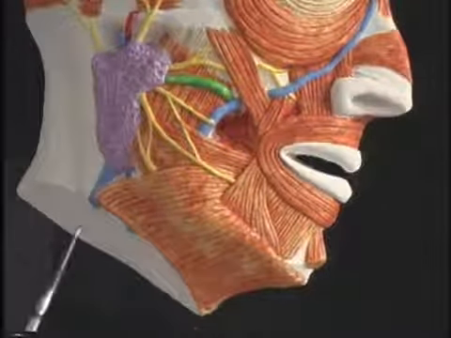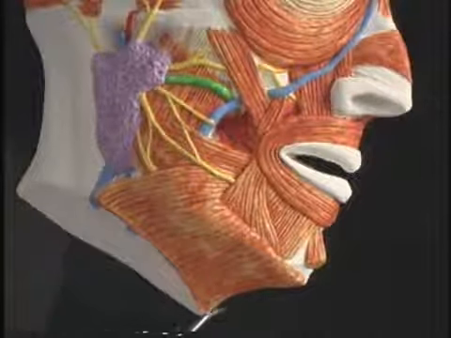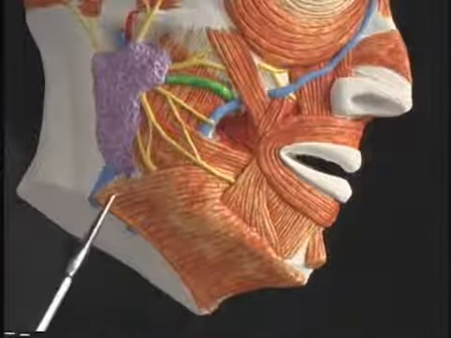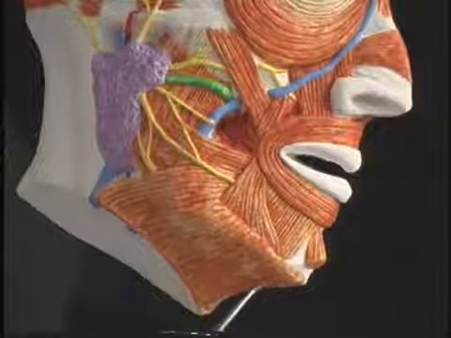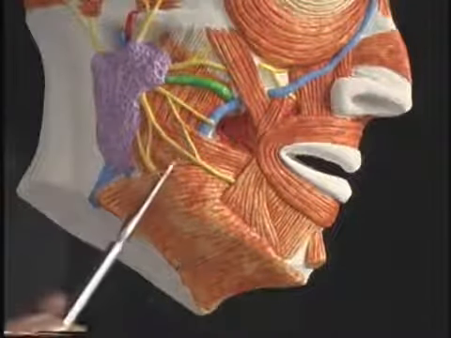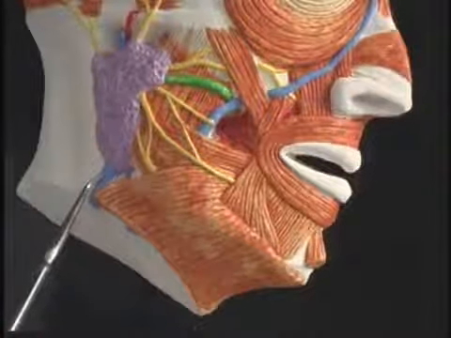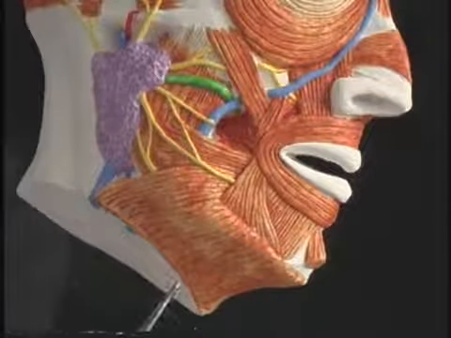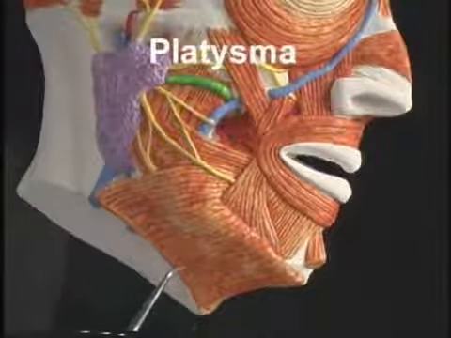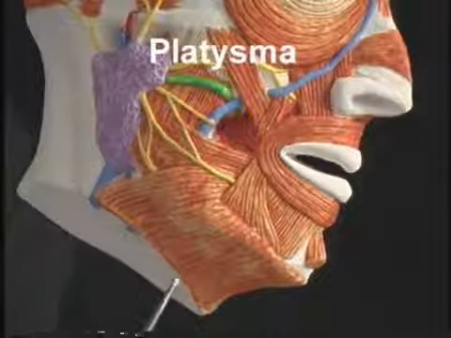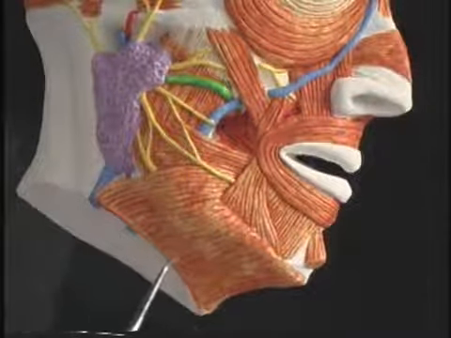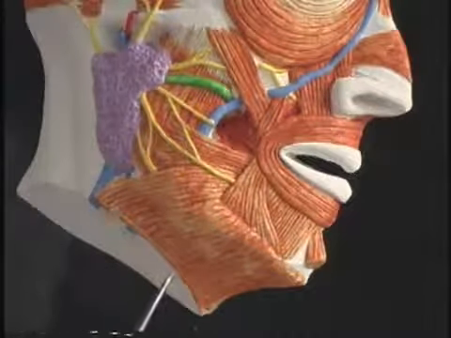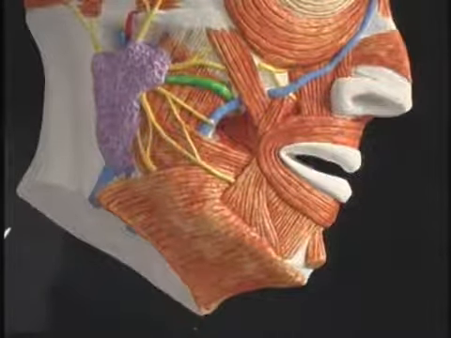Lastly, I will look at this flat, broad muscle which covers the anterolateral part of the neck. The anterior edge is here. This is the posterior edge of the muscle. This muscle is called platysma. Platysma is the muscle which stretches the skin over the neck and is used in shaving. So this is a muscle for the shaving.